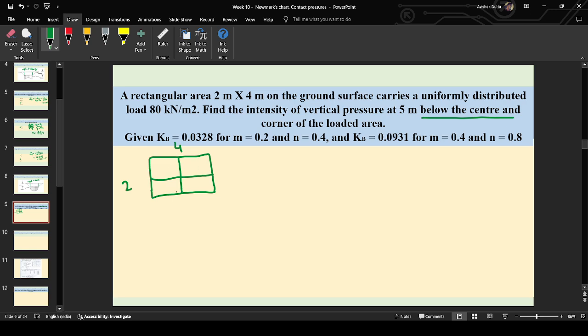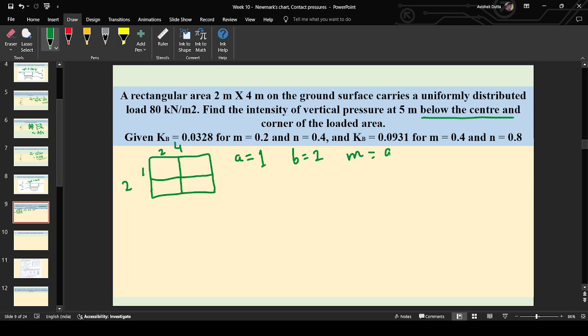Okay. Now if I divide this rectangle into 4 other rectangles, if I find out the loading at the corner of these individual 4 rectangles, I'll be getting the loading below the center of this entire rectangle, isn't it? Right? So for these small rectangles, this is 1 and this is 2. So for the first case scenario, I write A, one dimension, as 1 and the other dimension B as 2.